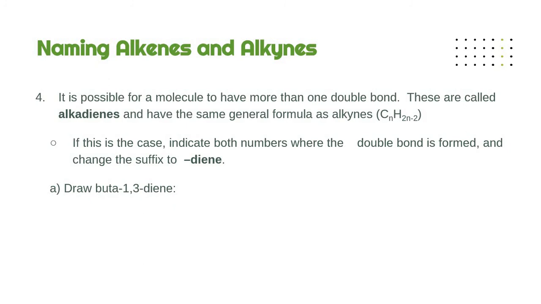It is possible also for a molecule to have more than one double bond, and these are called alkadienes. They have the same general formula as alkynes, so CnH2n-2, because you have repeated double bonds. If this is the case, indicate both numbers where the double bonds are formed and change the suffix to diene. Diene means there are two double bonds. We'd say triene and so on if it's a really long one.